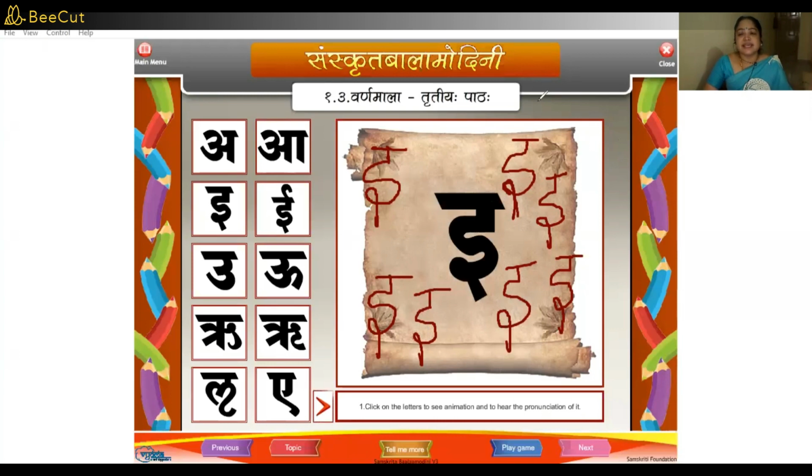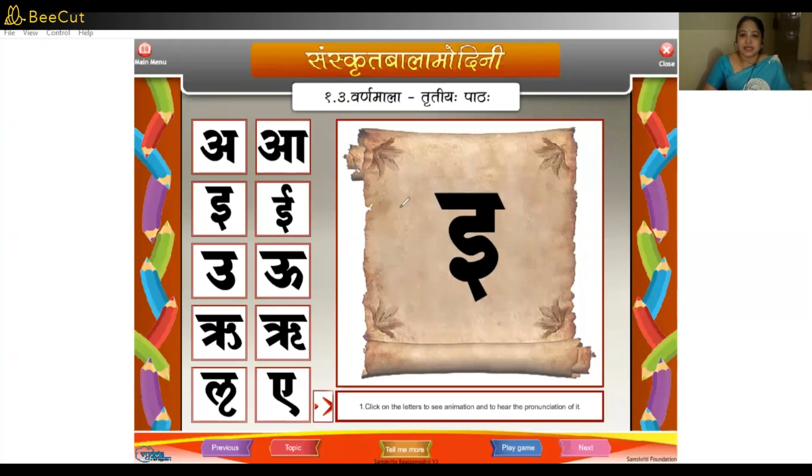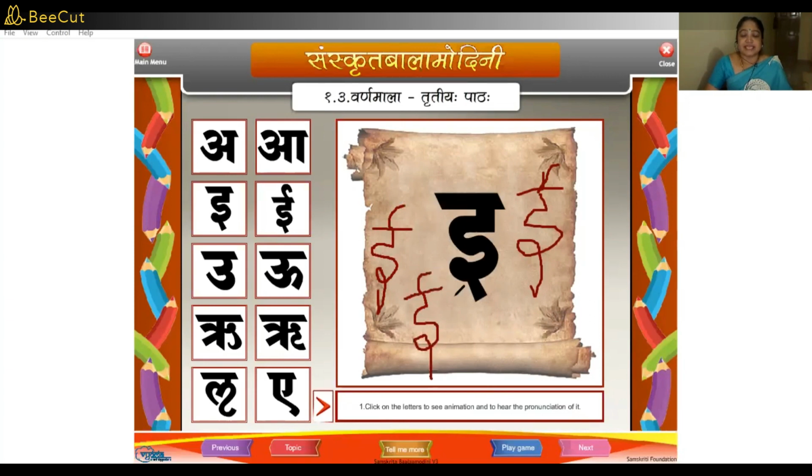Next is E. E is the same E, and then on top you have this. Write E and then a small curve like this on top. E.